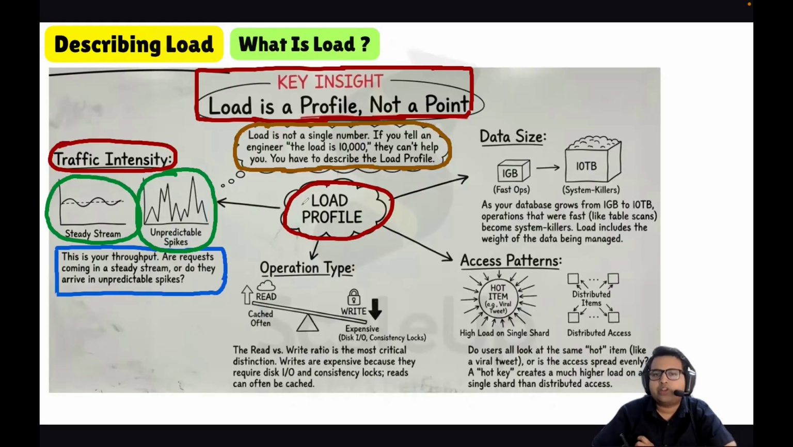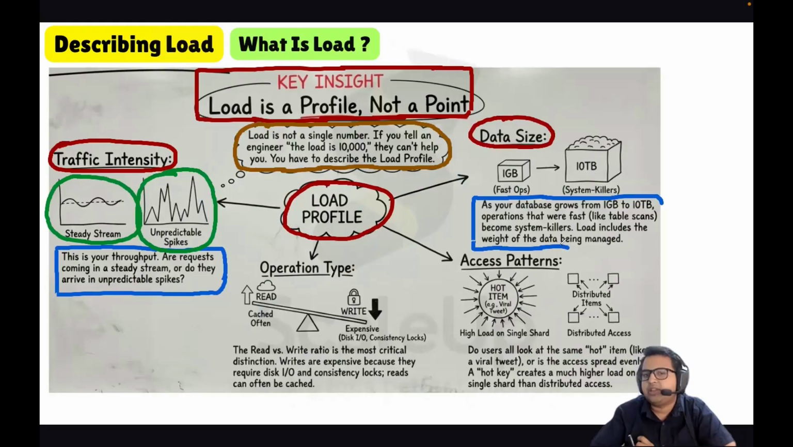The load profile talks about the data size. As your database grows from 1 GB to 10 TB, operations that were fast can become system killers. Imagine when the database size was just 1 GB, the operations were very fast, but when the size becomes 10 TB, search and other operations might take a lot of time. The same operations can become system killers. So load includes the weight of the data being managed.